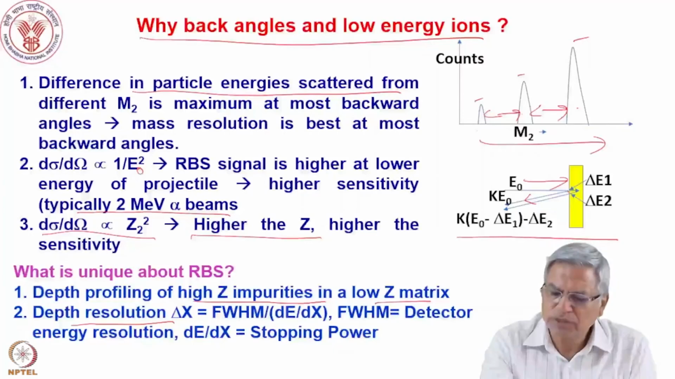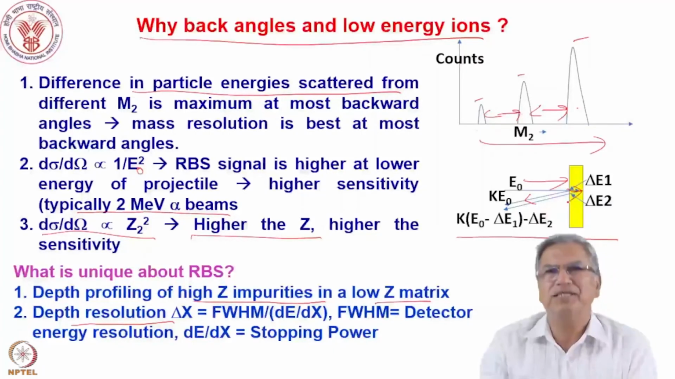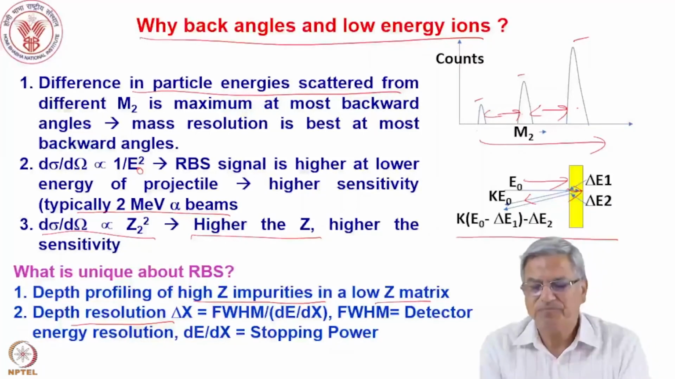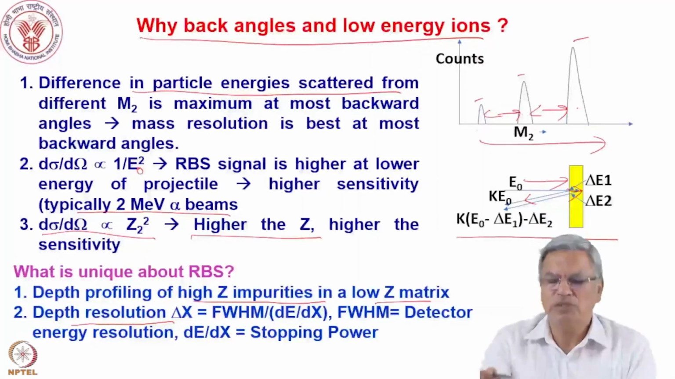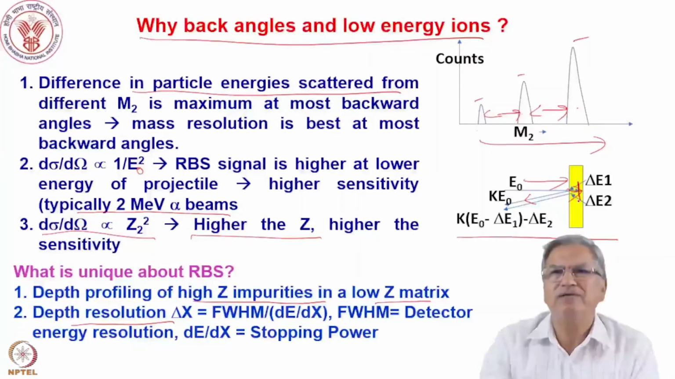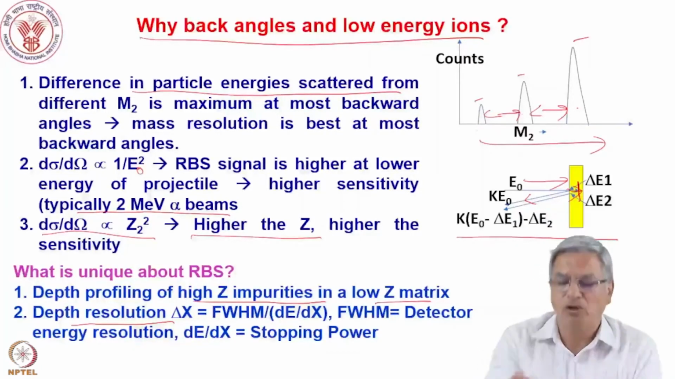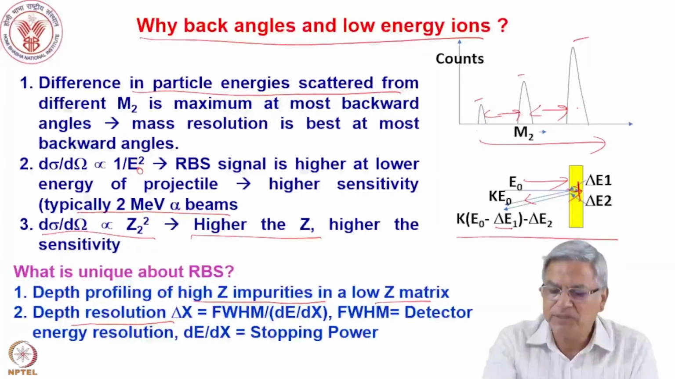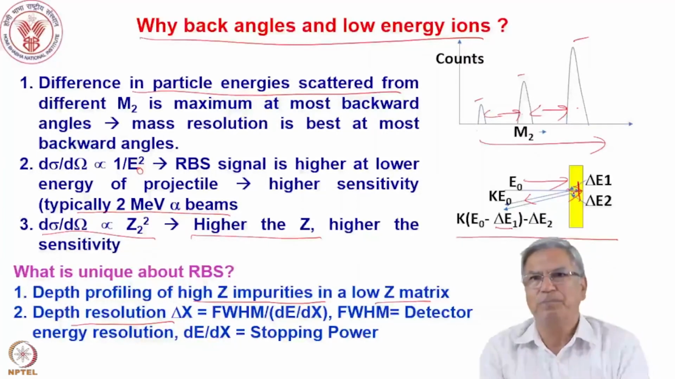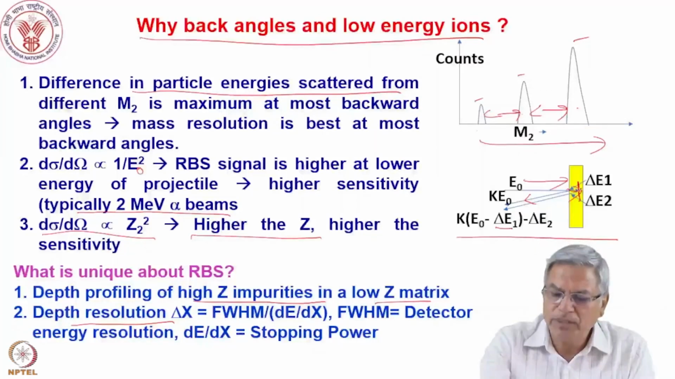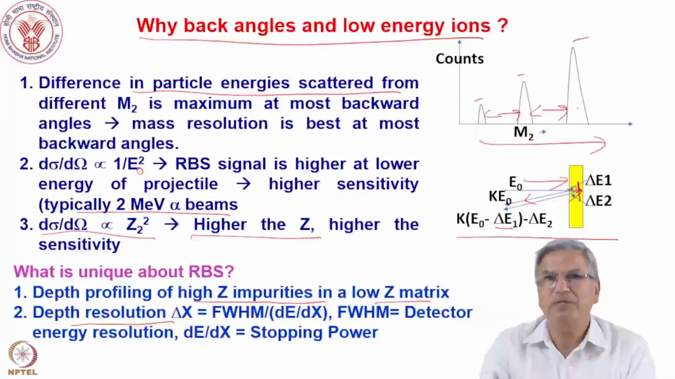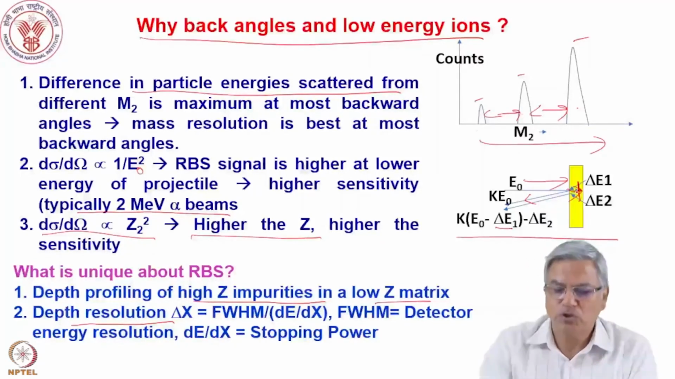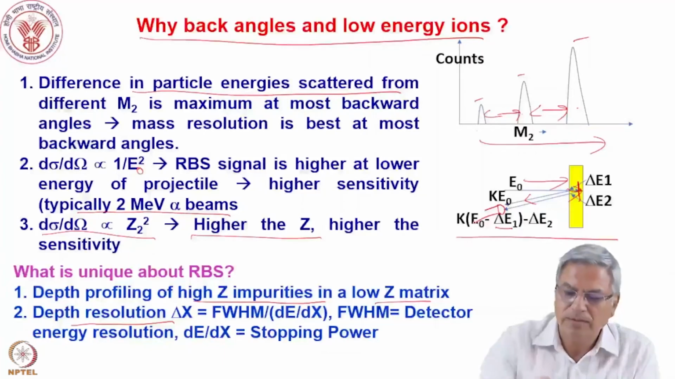Now, as the projectile travels in the target material, it is losing energy, and at every depth it can get backscattered. Let us say at a particular depth the energy lost is delta E1. So the energy at this depth will become E0 minus delta E1. So an M2 at this depth will see a projectile coming at E0 minus delta E1 and backscattering from that side. So you are putting a detector here, D.